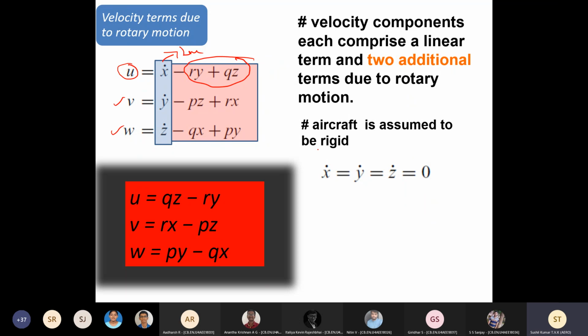Now, in typical aircraft, you can assume that this point is rigid. Rigid means x dot, y dot, and z dot are equal to 0. You substitute this in this set of equations, and you get this. Again, you will just concentrate on one: u is equal to qz minus ry.